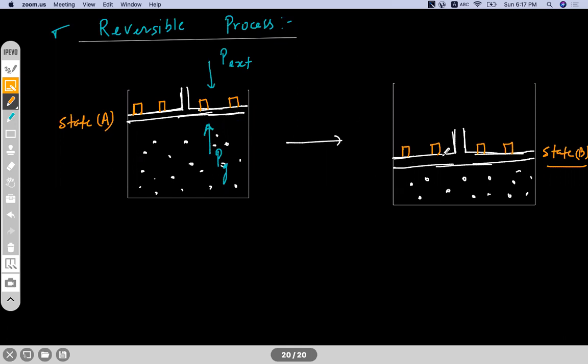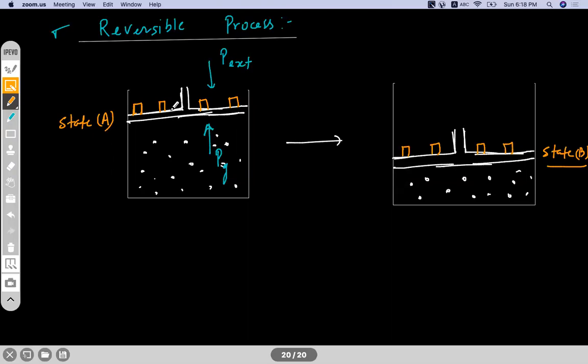So this compression is done slowly, isn't it? One by one, one after the other. One step, then second step, third step, fourth step, like this it is going. Means slowly you are increasing the pressure, right? So this process, when you are increasing the pressure slowly, we are taking an example of compression. Same thing is possible with expansion also. You go back, you remove this stone, the piston will come up. Again, come up, come up, come up, and you will have the state A again. So this process, whether it is compression or expansion, we call it a reversible process, correct?